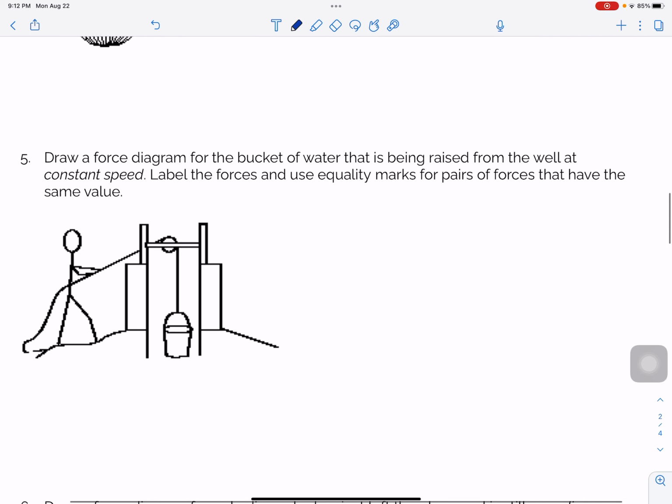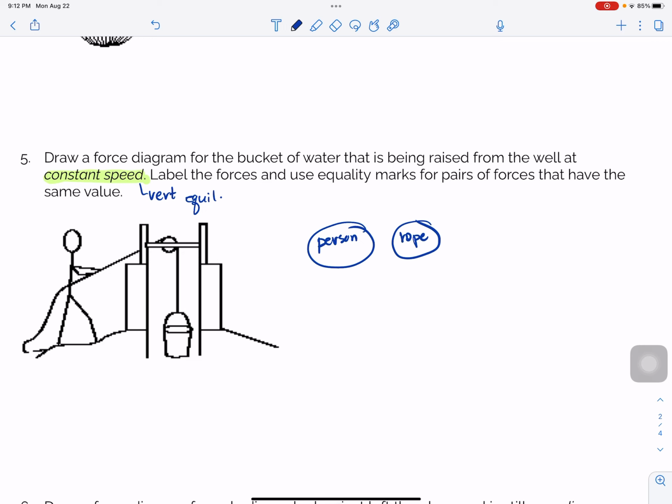All right, last one. Draw a force diagram for the bucket of water that is being raised from the well at constant speed. All right, so we've got constant speed, so that means we've got equilibrium. So this is vertical equilibrium. Okay. All right, we've got a lot of things. So we have the person. Person is touching a rope. We also have a pulley.